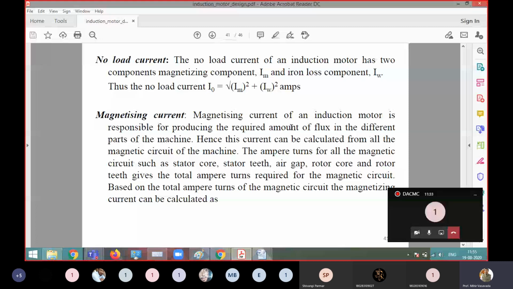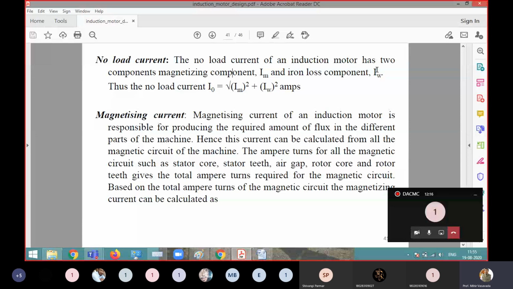So this is the basic definition of no load current. As we discussed in yesterday's lecture, it consists of two components. One is the magnetizing component, that is IM. We derived the equation of the magnetizing component yesterday. We'll do one numerical today, but before that, I am revising the concept. Another one is the iron loss component, IL, we named it yesterday, or you can name it IW. So no load current is the square root of IM square plus IL square, right?